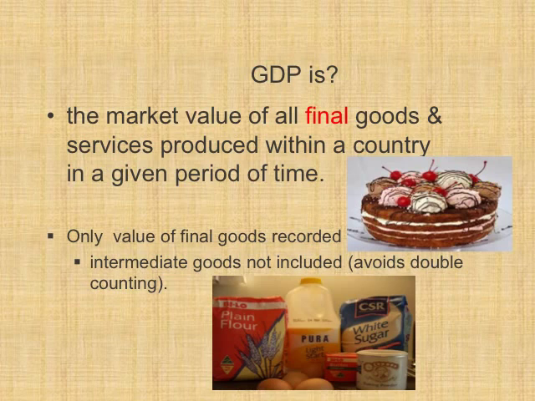The cheesecake confectionery, which makes cakes, uses various ingredients to make a variety of cakes. The ingredients used are referred to as intermediate goods and the cake is called a final good. GDP includes only the value of final goods. The reason is that the value of intermediate goods is already included in the prices of the final goods. This helps in avoiding double counting.